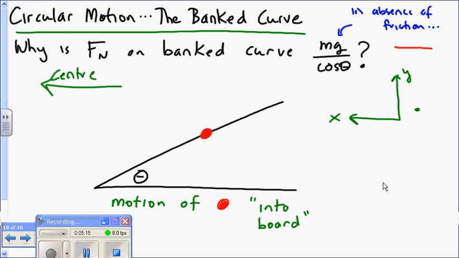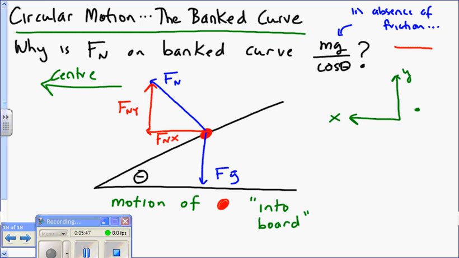If I start drawing in, I still have gravity down, and I've got normal up here. Now if I want to take my normal force and draw the x and y components of normal, here's my x component of normal, and here's my y component of normal. And again, we're looking at the absence of any friction or anything like that. So this is really all that's going on in my problem, just to get an idea of where the angles are.